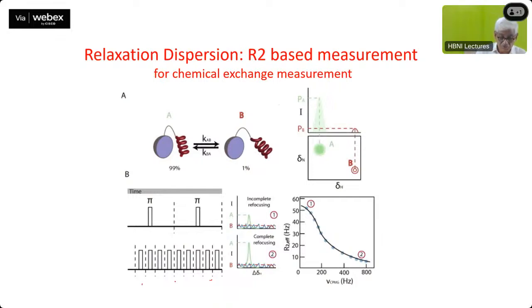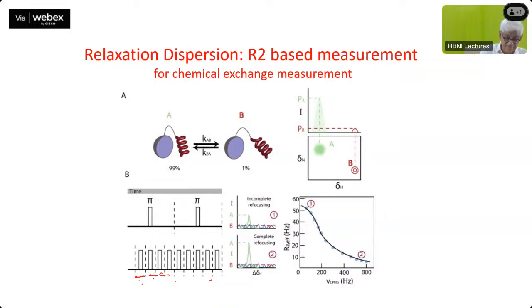So if you measure, what does it depend upon? It depends upon the time which you give between each of these. How much is the time here? How much is the time here? Like that. How much time you give between the 180-degree pulses? That is called a particular tau, and the inverse of that is called the frequency, nu CPMG. Carr-Purcell mapping, it is the same trick. The inverse of this time is called the frequency.